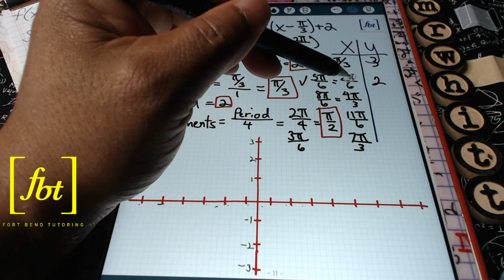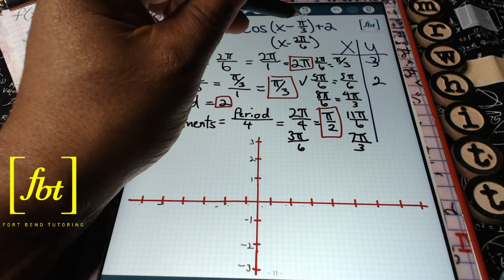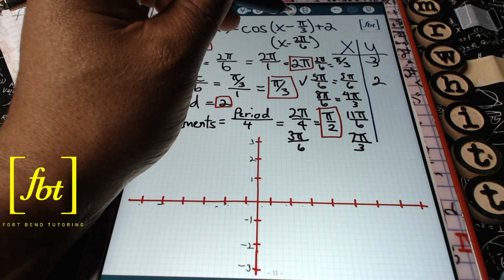Then plugging in 4 pi over 3, 4 pi over 3 minus pi over 3 gives you 3 pi over 3, which is pi.